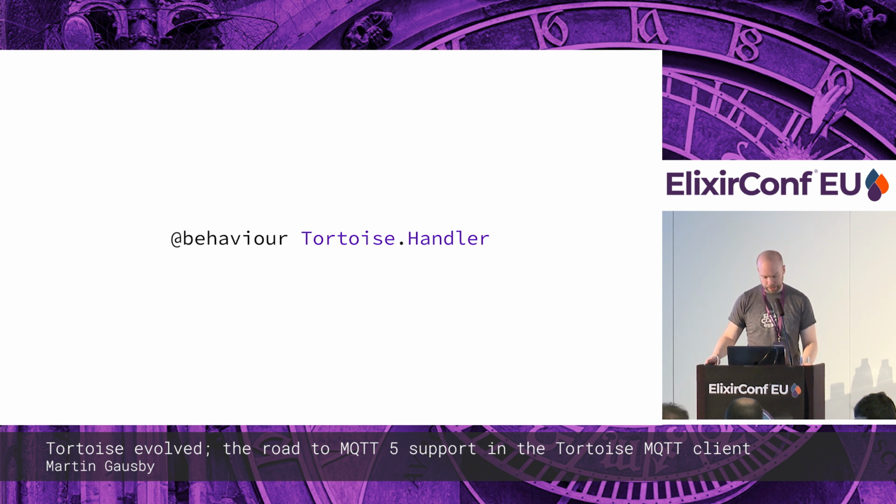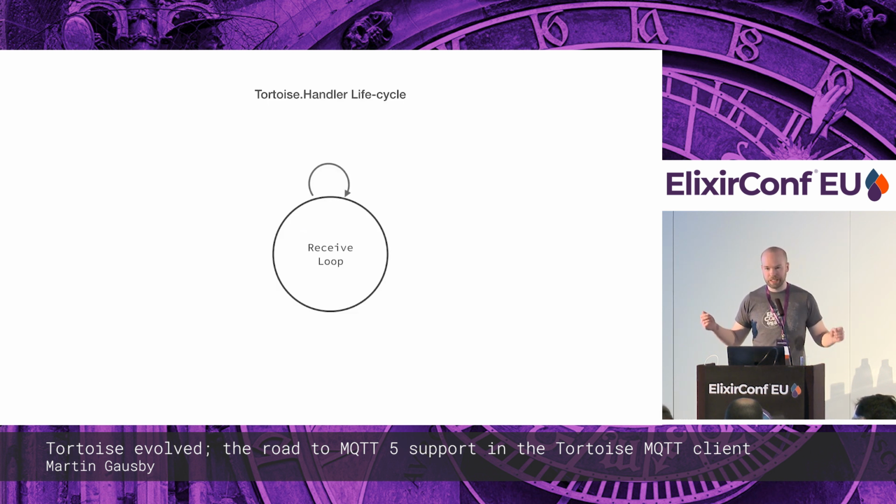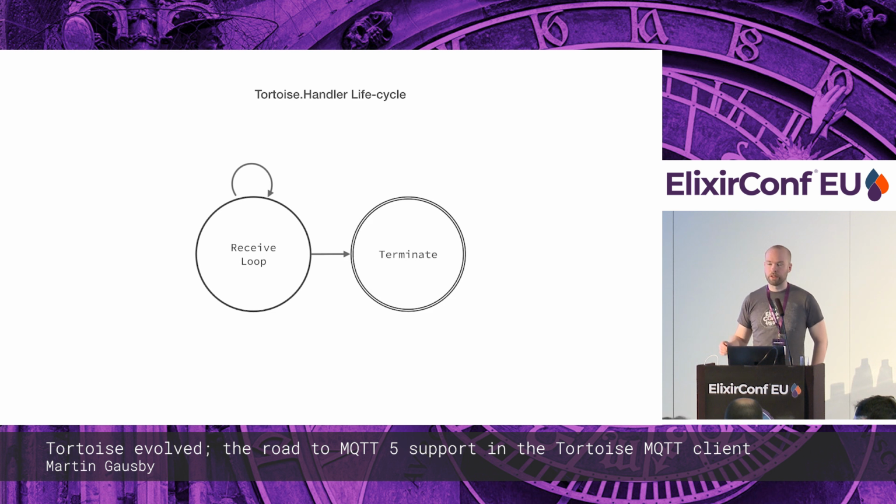And this is set out to do the same thing just for Tortoise. So what do we have? We have a receive loop where we handle our incoming pub-ack and subscription acknowledgements and incoming published messages. And of course, at some point, our connection will terminate. So we need to handle that as well.